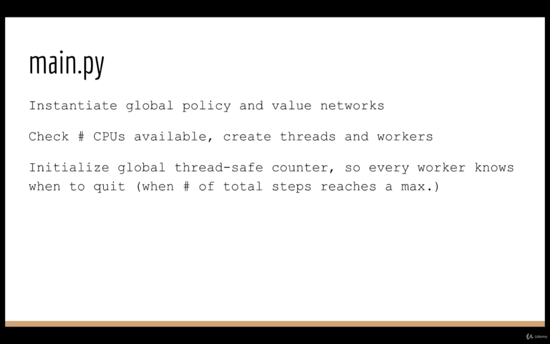In the first file, main.py, the basic structure is this. First, we're going to instantiate our global policy network and our global value network. Then we're going to count how many CPUs are available and create that many threads with one worker object for each thread. We're also going to create a global thread safe counter that's going to tell us when to quit, since we're going to go up to a maximum number of steps. You'll see exactly how that works in a later lecture.